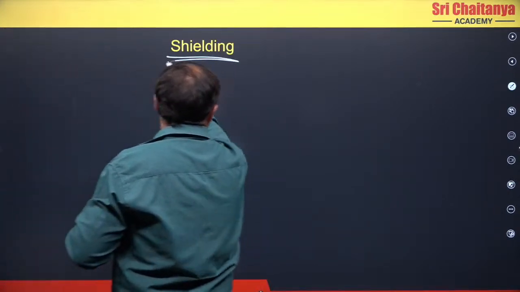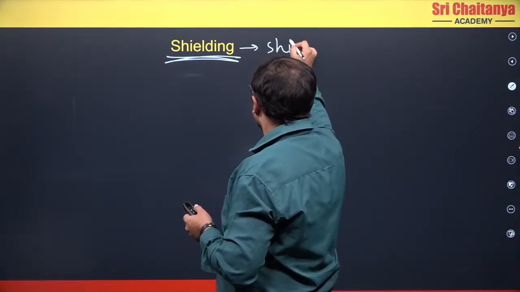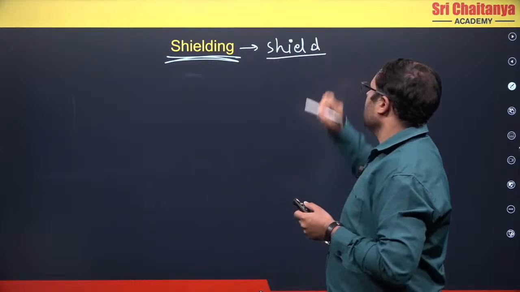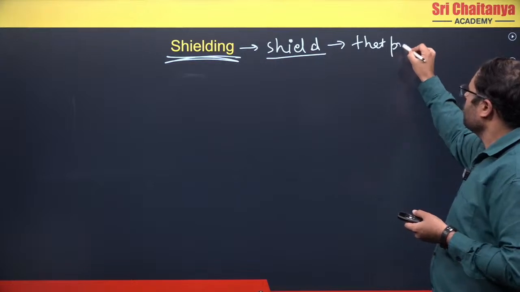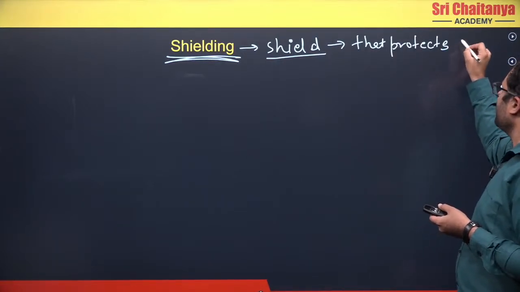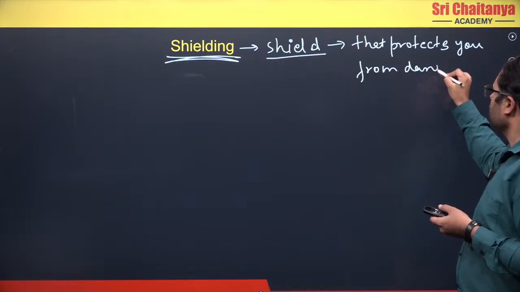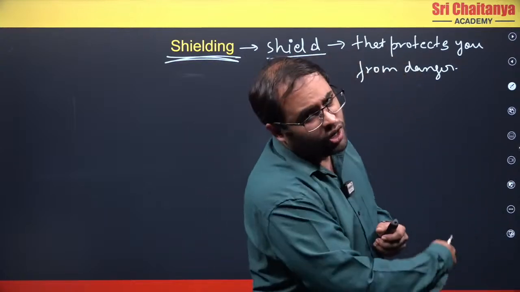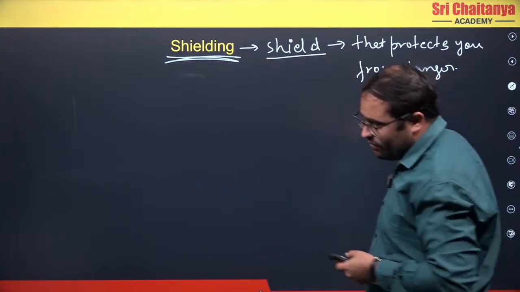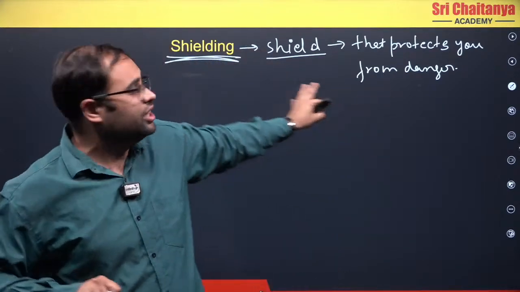Before doing that, you have to understand the concept of shielding. So what does shielding mean? It is derived from the word shield. What is a shield? A shield is an instrument that protects you from danger, right? Just like in war we had a shield so that the sword cannot cut us into pieces, the shielding effect is quite similar.